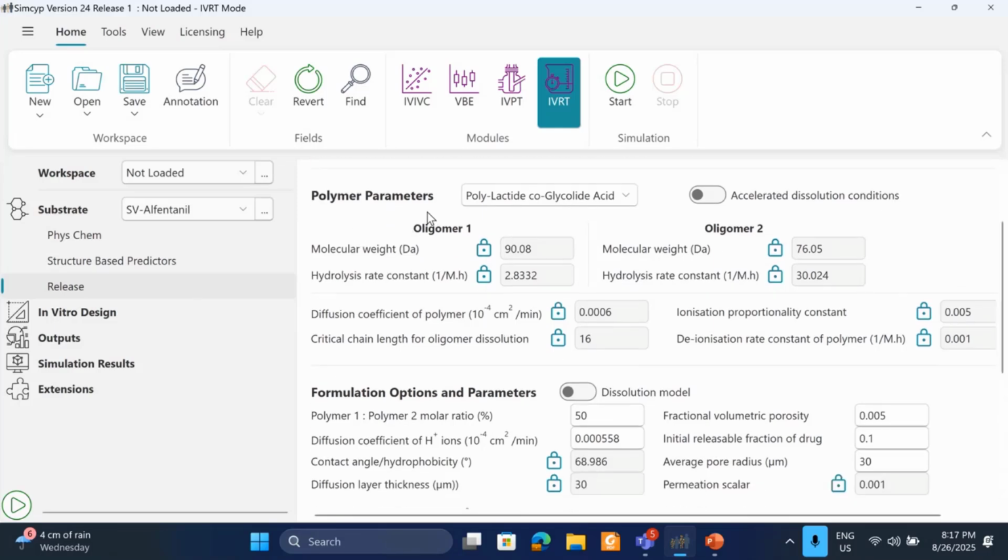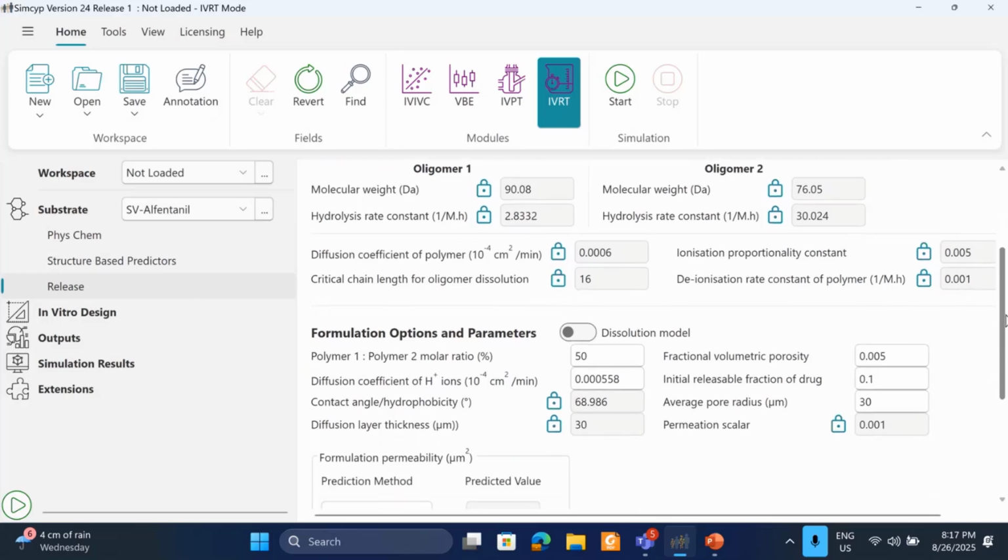For polymer parameters, most of them are supplied by default, let's say molecular weight of oligomer 1 and oligomer 2. So these values are already inputted into the screen. So these are all different default values. As I mentioned, we use the diffusion coefficient of the polymer. What is the critical chain length for oligomer dissolution? Only dissolved oligomer can diffuse out of the system.